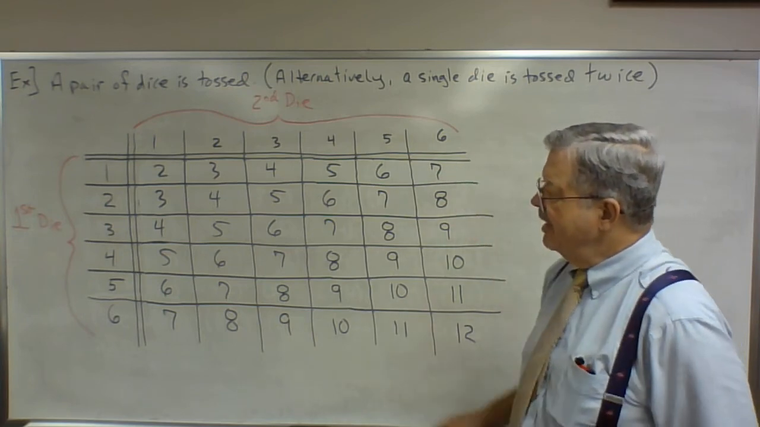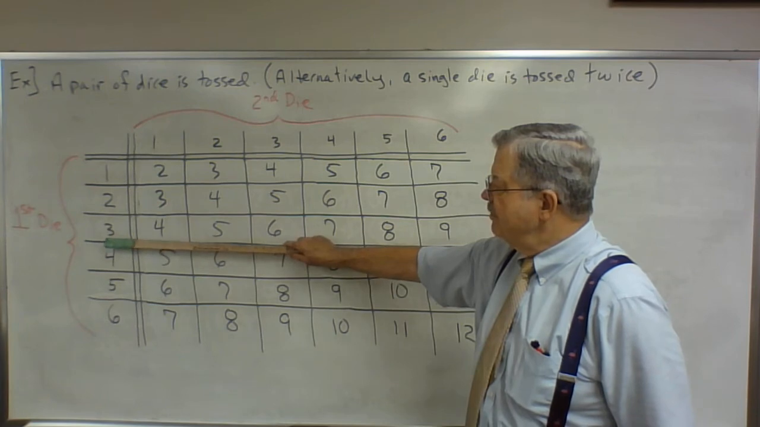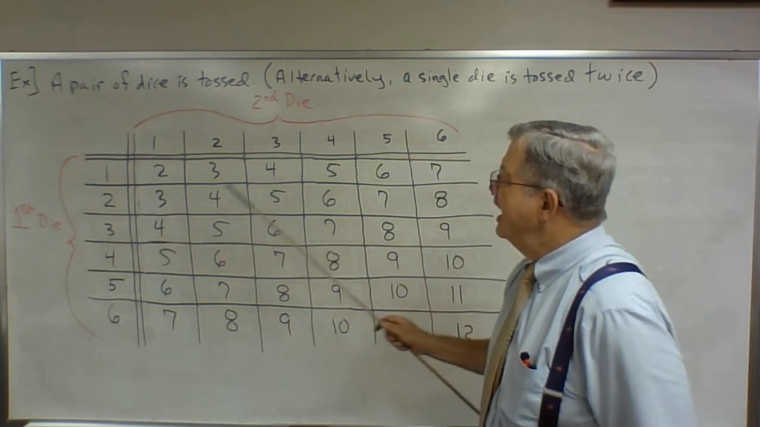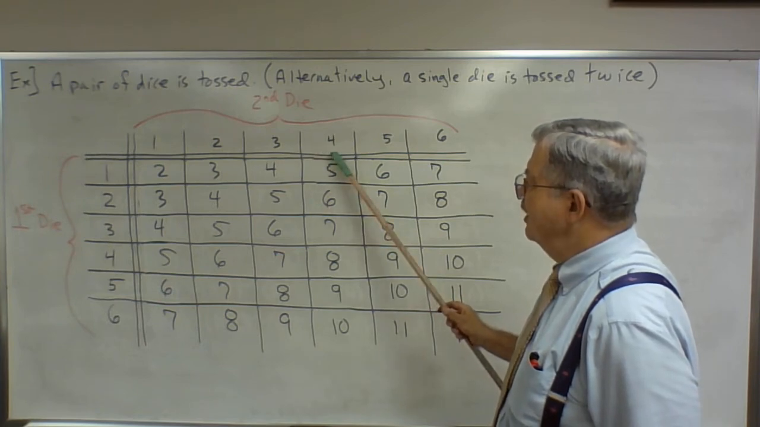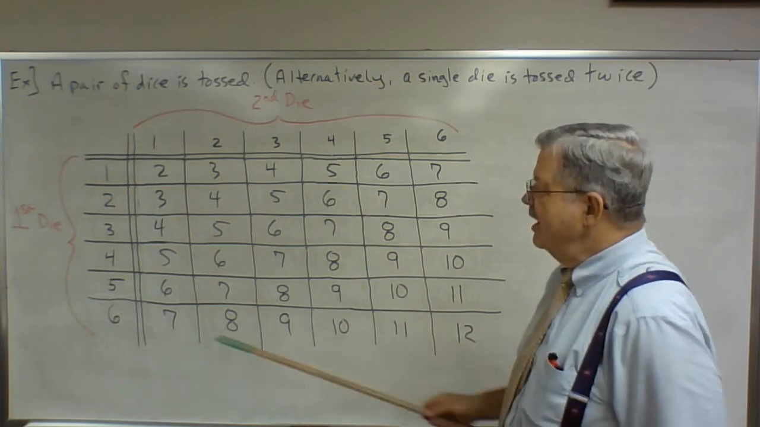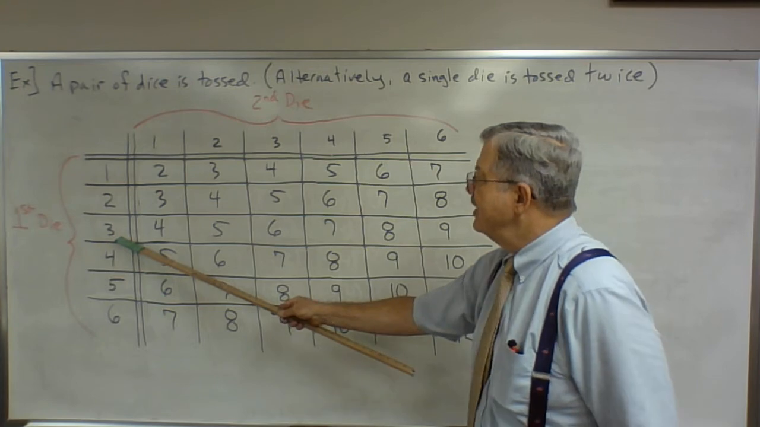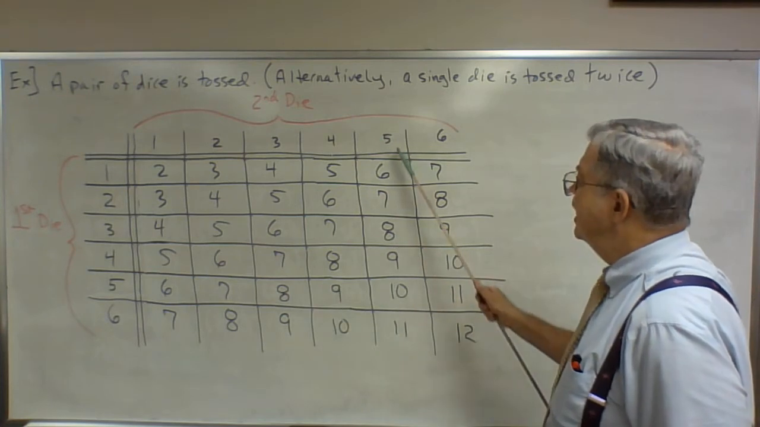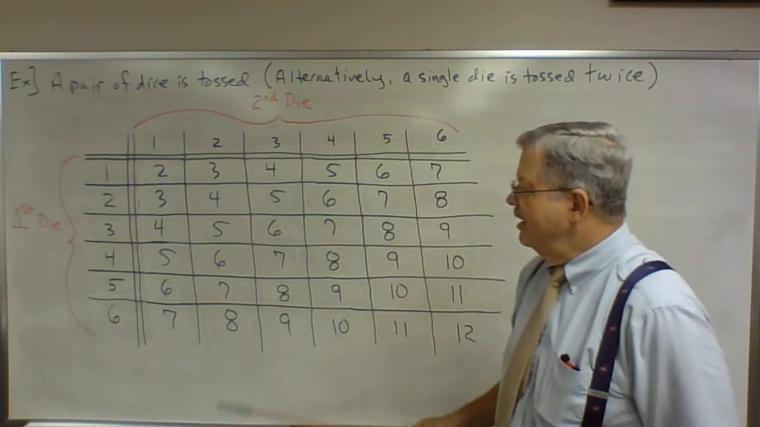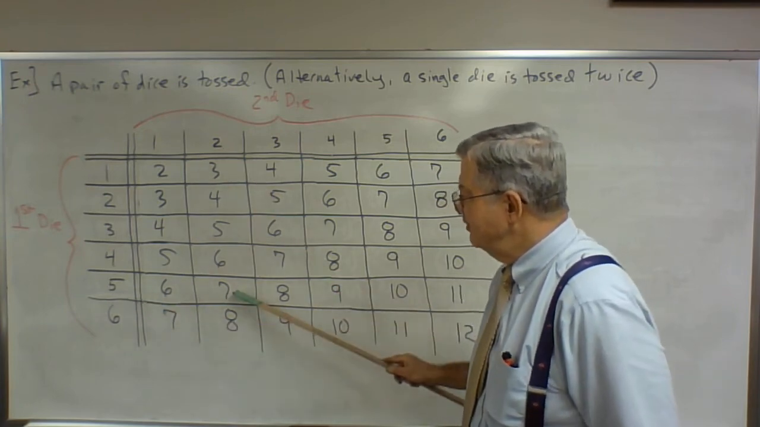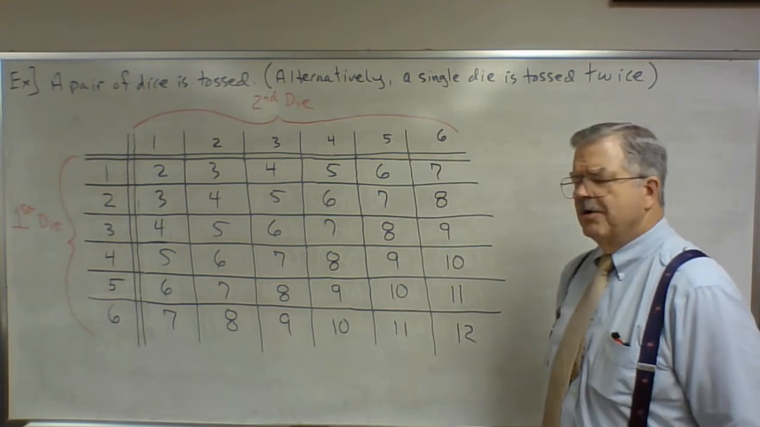If the first die is a 1 and the second die is a 6, the total is a 7. The numbers in this row represent what we get if the first die tossed is a 3. If the first die tossed is a 3 and the second die tossed is a 4, row 3, column 4, we get a 7. If the first die tossed is a 3 and the second die tossed is a 5, row 3, column 5, we get an 8. First die is a 5, second die is a 2, we get a 7, and so on and so forth.